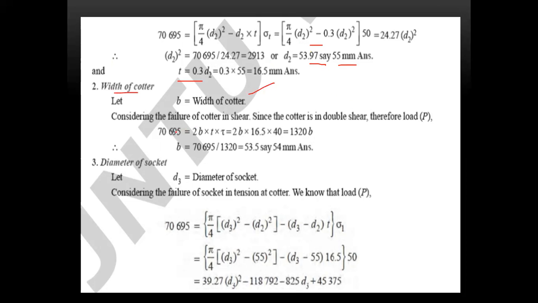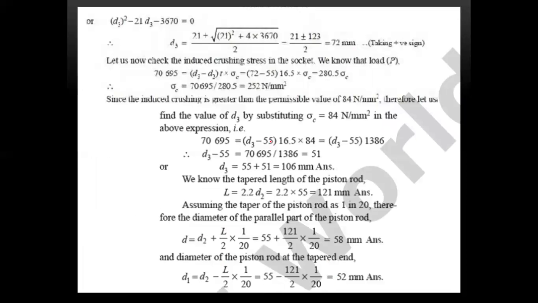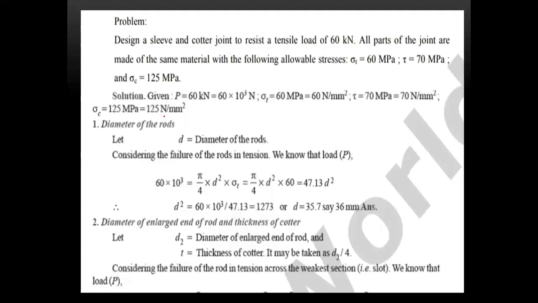Considering the failure, we have P, so P is equal to 2 into b into tau. Applying this, we get the b value as 54 or 55. Now the diameter of the socket, d3. Applying the same, we know the load P is equal to, applying the socket formula, so we are getting d3. The d3 value is 72. Now keep on doing this, and we get the length, the d value, and the d1 value.